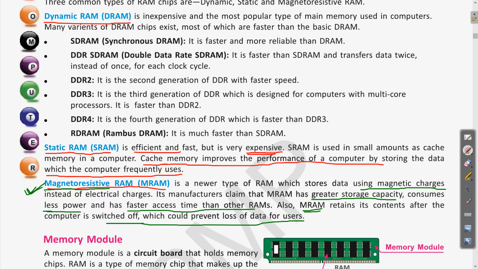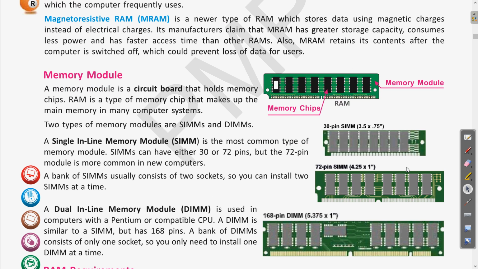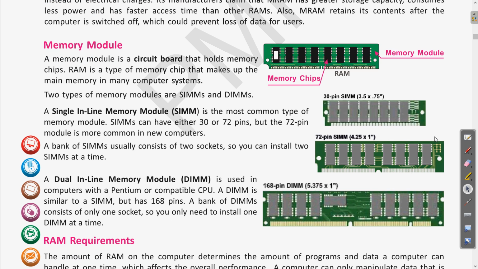Okay, now next is memory module. So let us erase this and come to the next topic, that is memory module. Here you can see how these RAM and what are the pins which we are talking about. So let us see. Memory module is a circuit board. Memory module is a circuit board that holds memory chips.